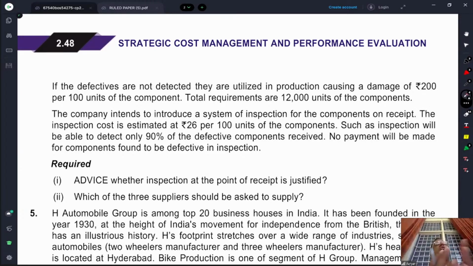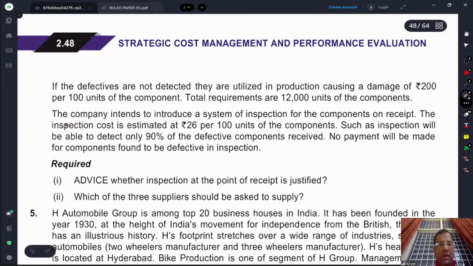If we assume that 12,000 is the total requirement, including defective, then your answer will be the same. Otherwise, if you assume that 12,000 is the good unit demand, and additionally there will be some defective units, although the calculation will change, the final conclusion, the final amount will remain the same. You can go with both methods. There is no issue on that.